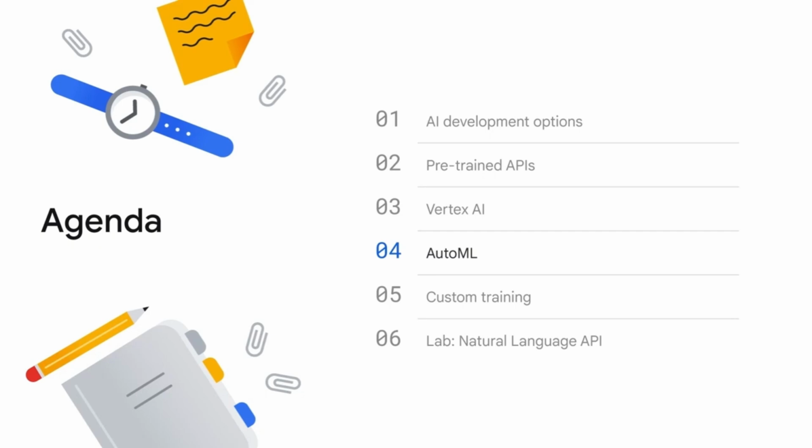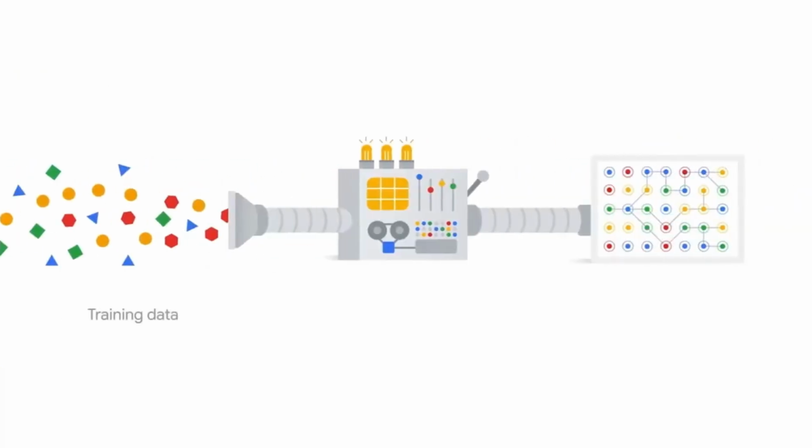In the last lesson, you learned about Vertex AI, a unified platform that supports both AutoML, a no-code solution, and custom training, a code-based solution. In this lesson, you'll explore AutoML in depth, including the technologies used to power automated ML development. AutoML, which stands for Automated Machine Learning, aims to automate the process to develop and deploy an ML model.